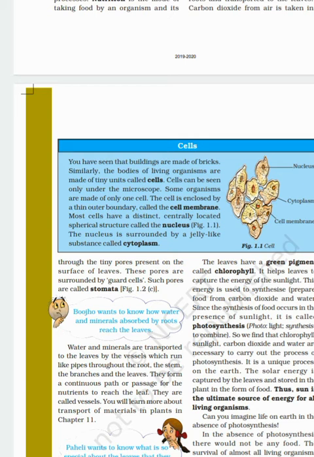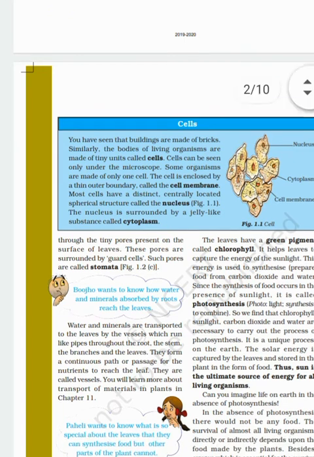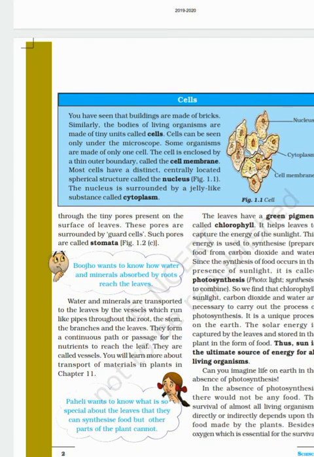Now what is chloroplast? Chloroplast is a type of organelle that exists in plants. These organelles contain chlorophyll, the green colored pigment that is responsible for carrying out the process of photosynthesis in plants. Now in your book you find the word stomata. What is stomata? There are tiny pores present on the surface of the leaves. These tiny pores are called stomata. And what is the guard cell? These pores are surrounded by guard cells.